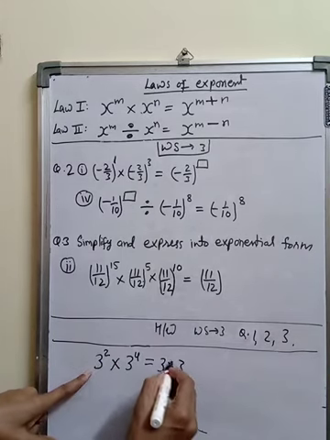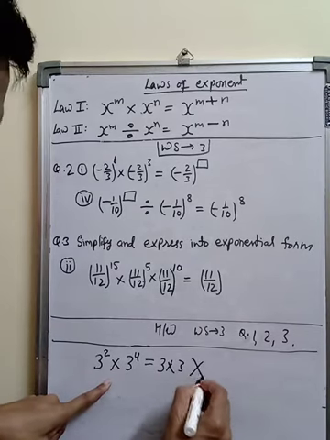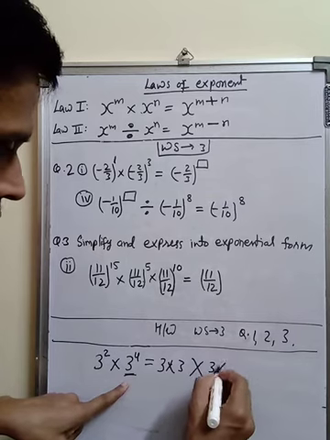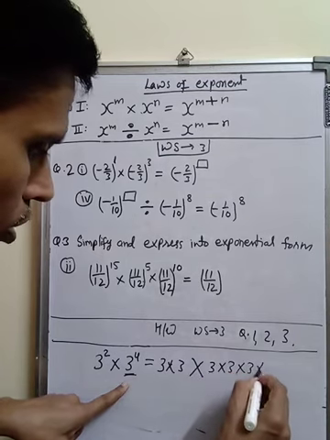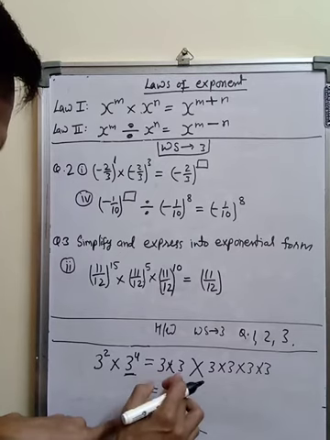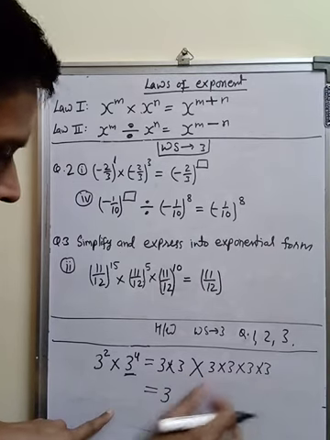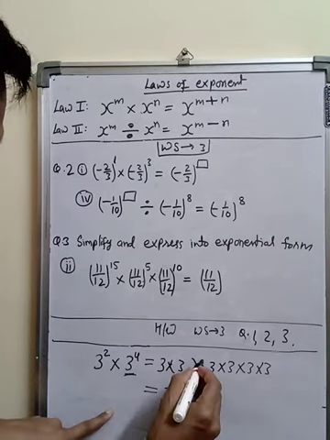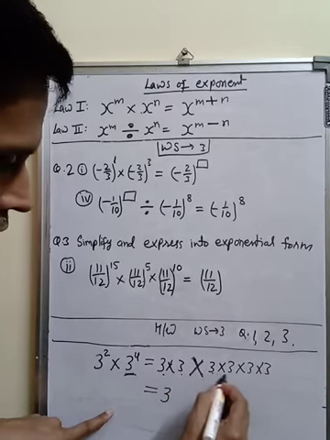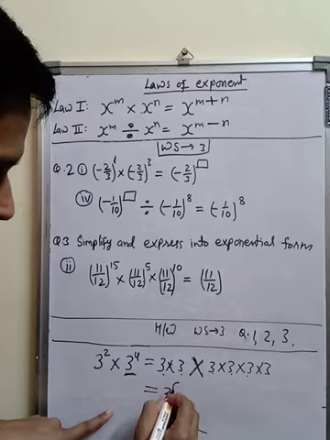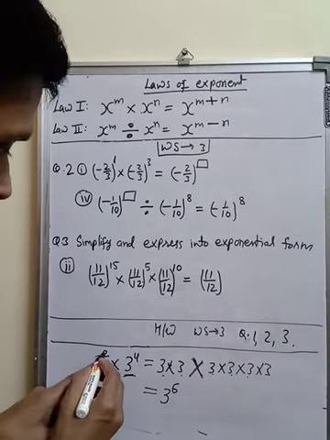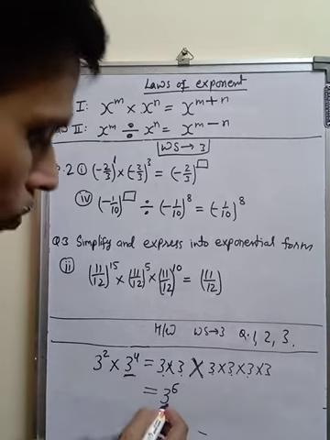For example, 3 to the power 2 multiplied by 3 to the power 4. You see here bases are same and powers are different. So how can we write this? 3 to the power 2 can be written as 3 into 3, and 3 to the power 4 can be written as 3 into 3 into 3 into 3. So what do we observe? 3 appears 2 times here, 4 times here.